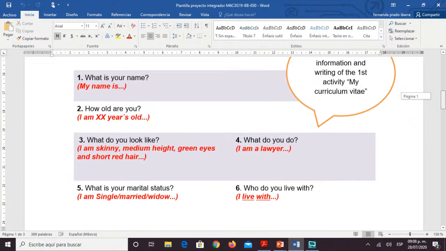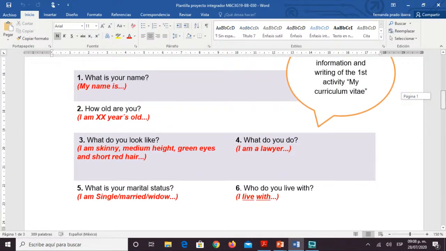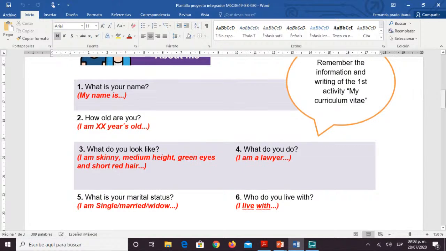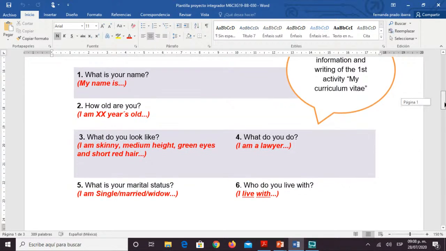So we're going to describe ourselves. And remember that we already have the information in the first activity, my curriculum vitae of the first week. Do you remember when we pretended that we were going to apply for a job, so we had to give some personal information about ourselves? So you already have the feedback and the evaluation of these activities, and of course the grammatical ways of each answer. So the first question will be, what is your name?